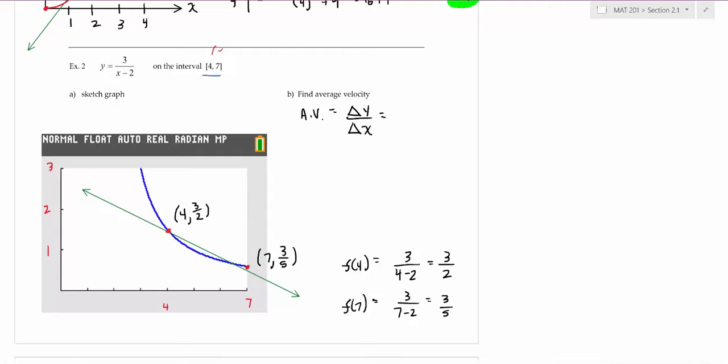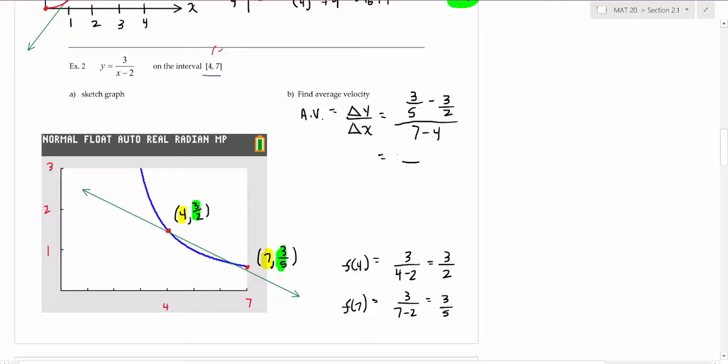And in this particular problem, the y values are these. So I'm going to pick the order I subtract it. So I'm just going to go 3/5 minus 3/2 all over the change in x, which is going to be 7 minus 4. Okay, so I'm going to work this out.